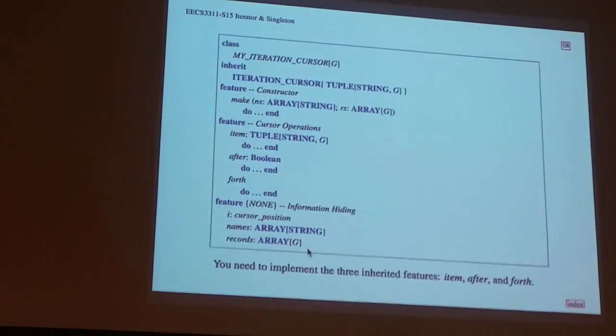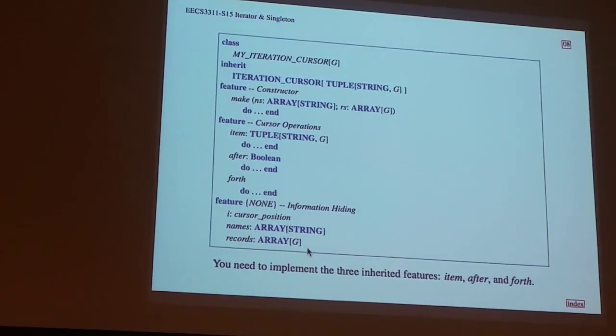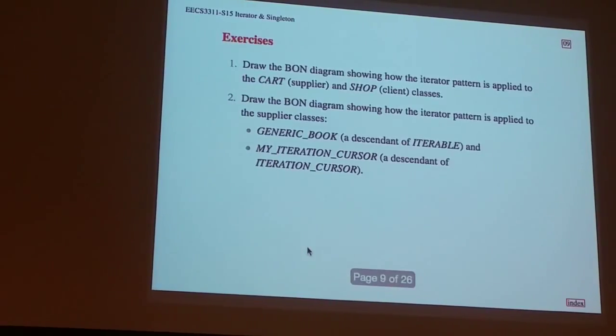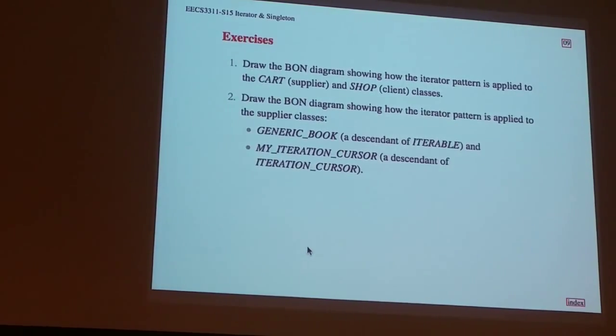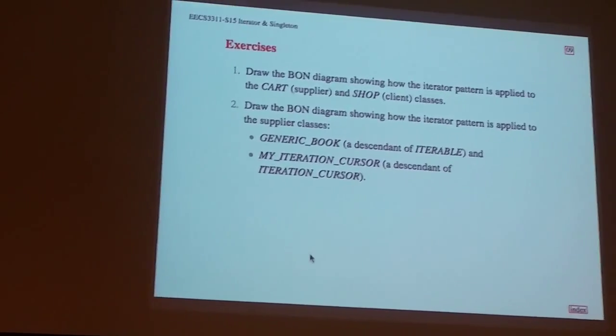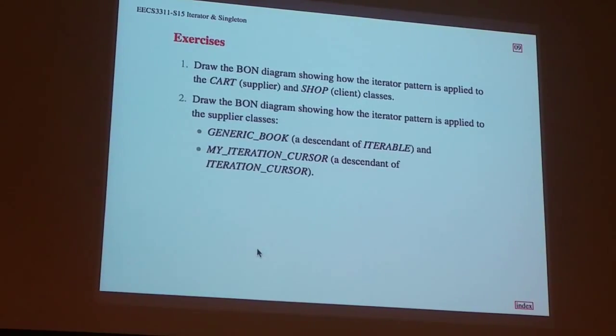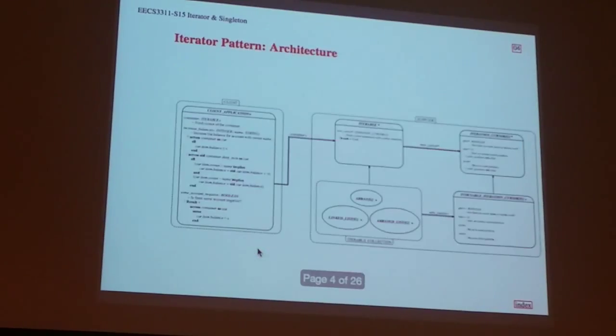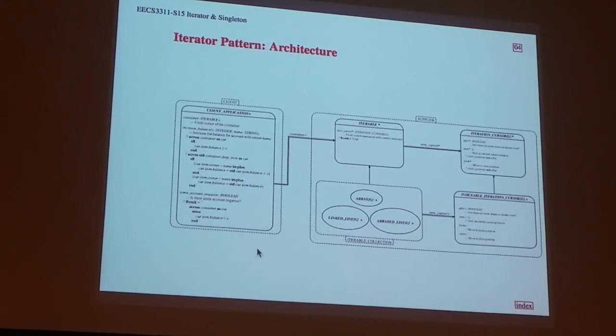It's not too bad. So these are the two cases for you to do the iterator pattern from the supplier point of view. And the exercise for you would be maybe take one of them, try to draw the BON diagram for that, to see how your card, or generic book, should fit into this diagram. Of course, in the case of the generic book example, you have to replace this card here by your generic book class.